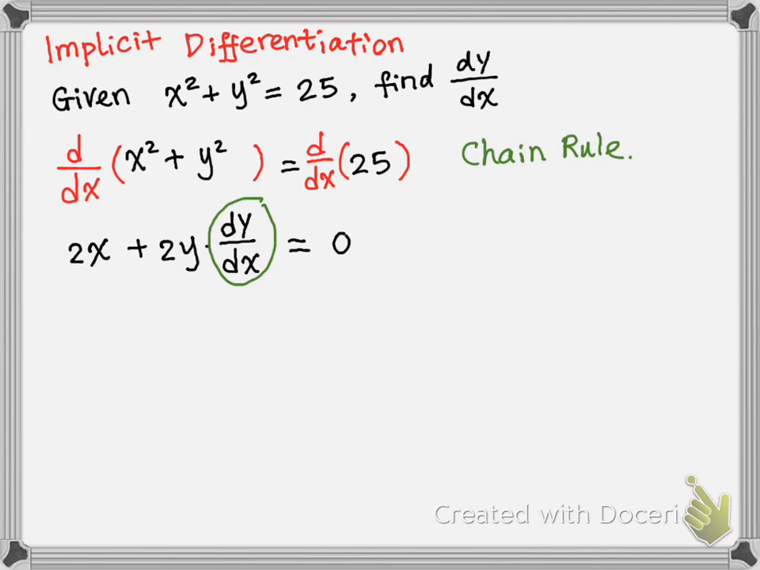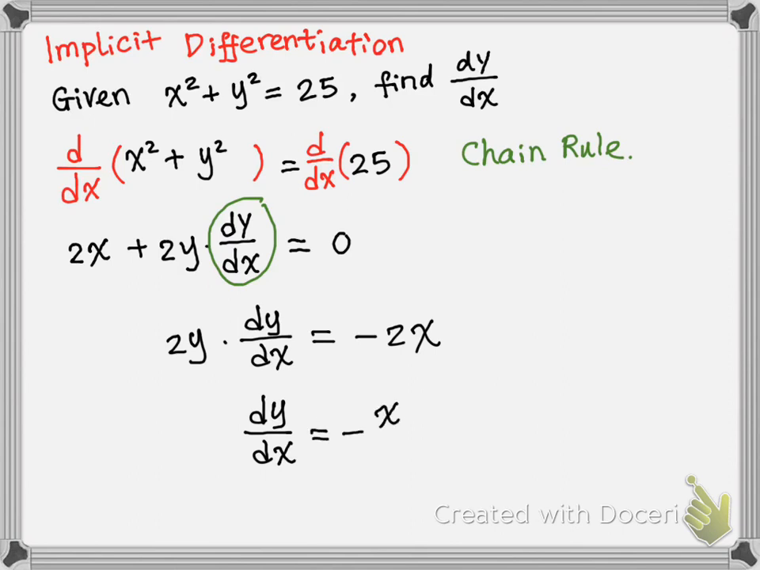So you subtract 2x on both sides, so 2y times dy over dx equals minus 2x. Divide by 2y on both sides, so dy over dx equals minus x divided by y. Now this is much simpler than solving for y.